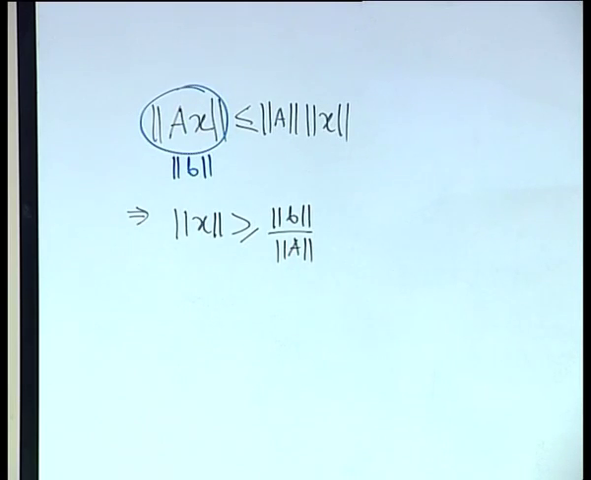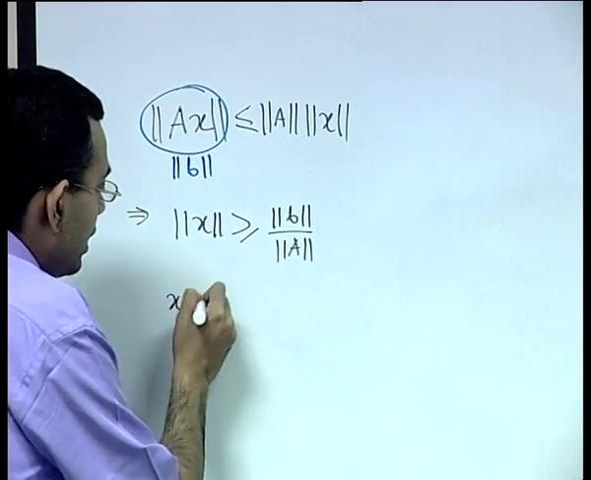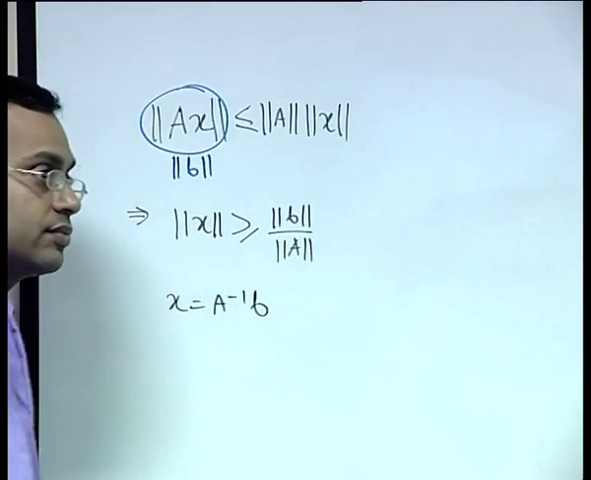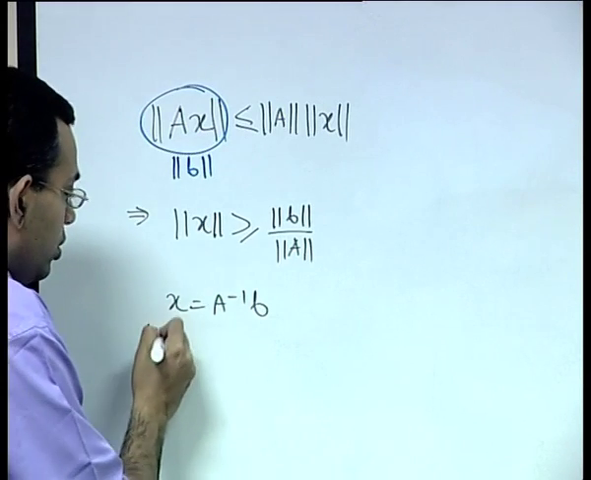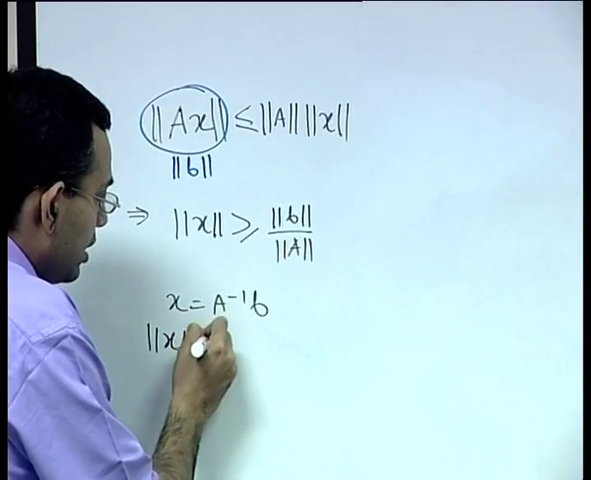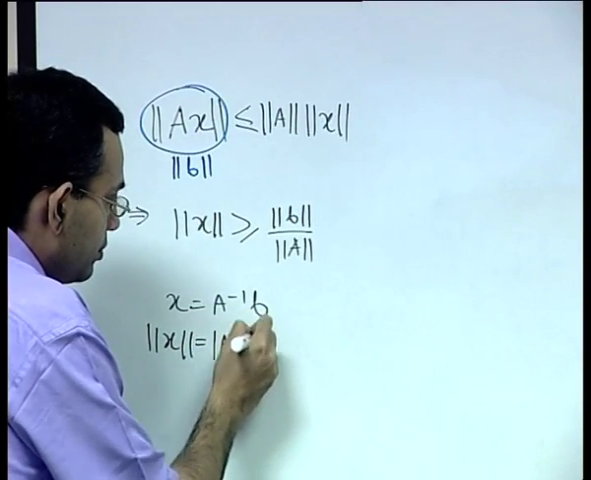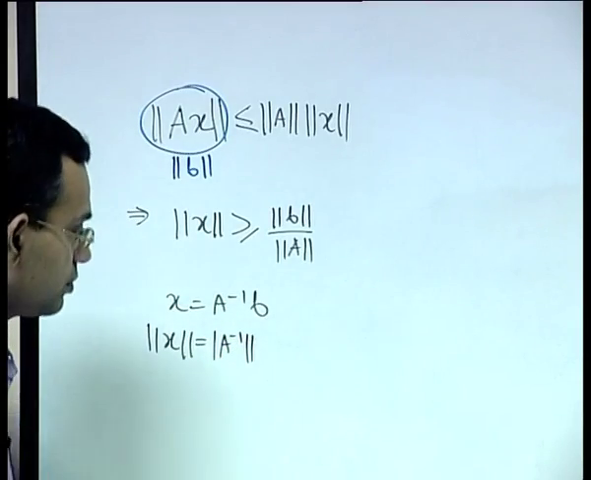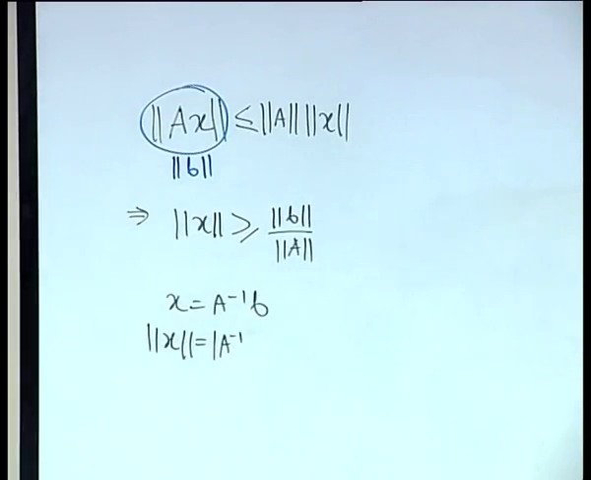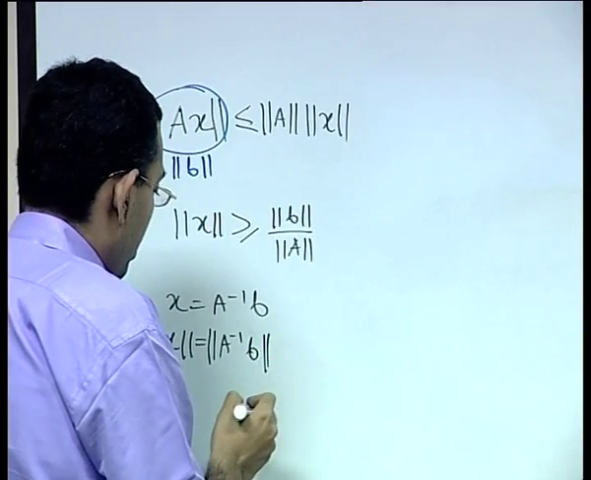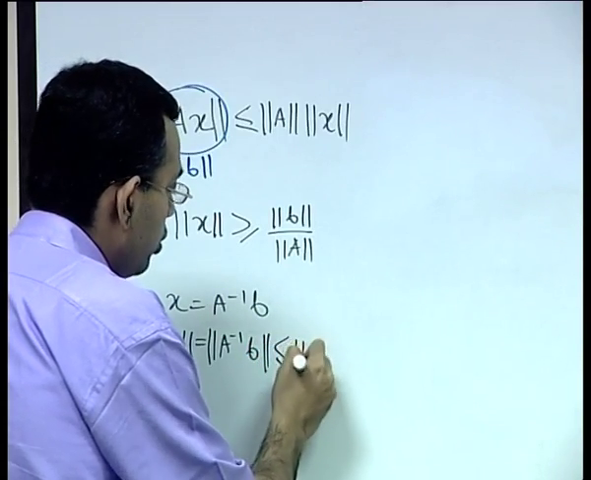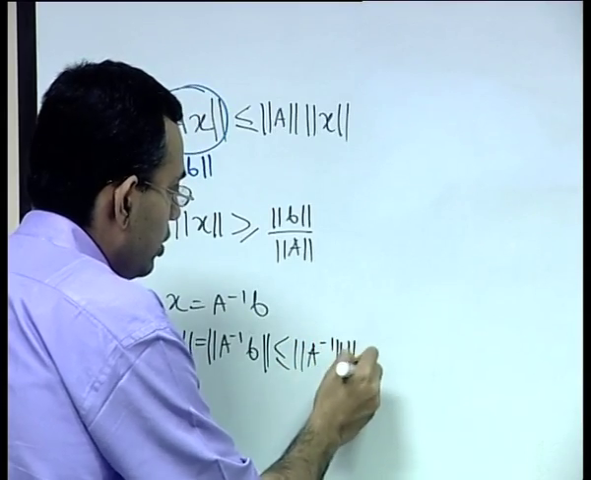Similarly, because Ax equal to b, you can write x equal to A inverse b. Therefore, norm of x equal to norm of A inverse b is less than or equal to norm of A inverse into norm of b.